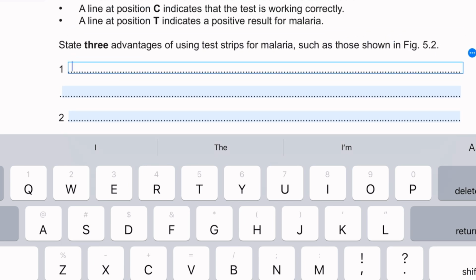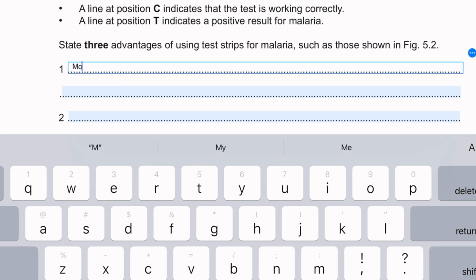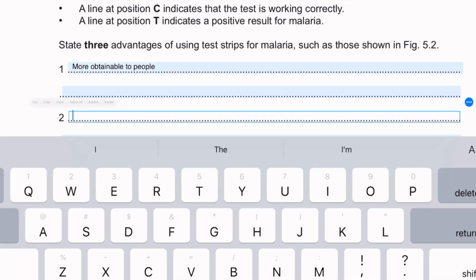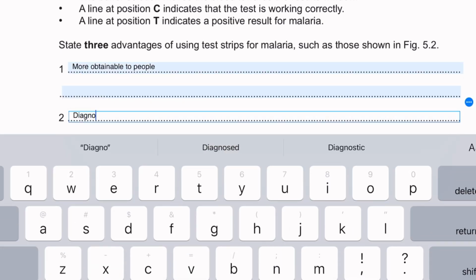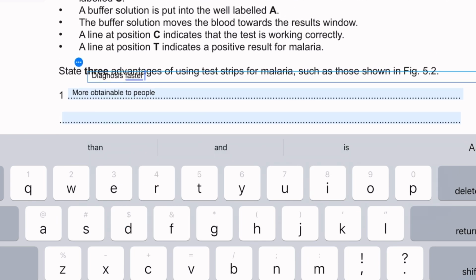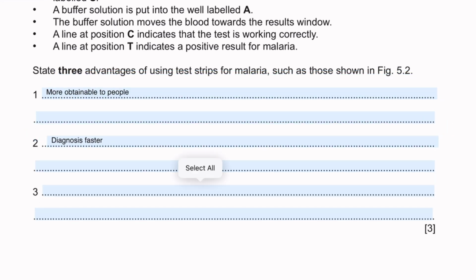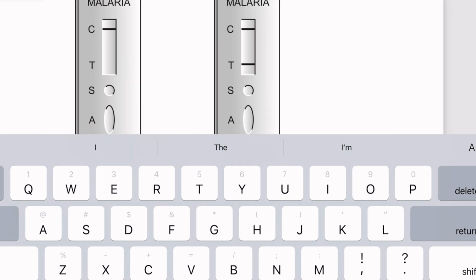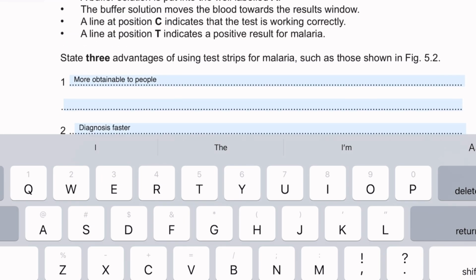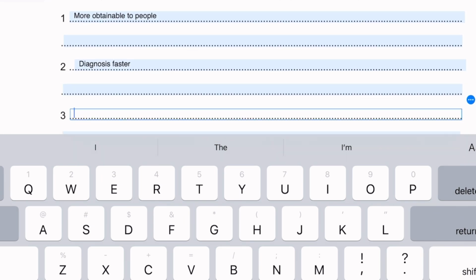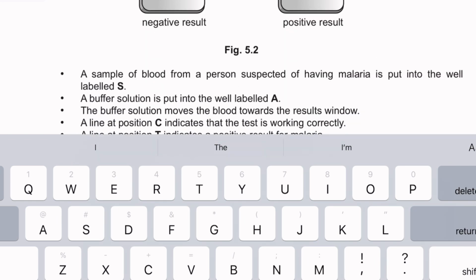So let's go ahead and write these down. Okay, so these are more obtainable or more accessible to people. And so they make the results or diagnosis much faster since they are more obtainable. So diagnosis is faster. And because it just is a result, it just shows directly. I think, as mentioned, one last thing would be, yeah, diagnosis is much faster.